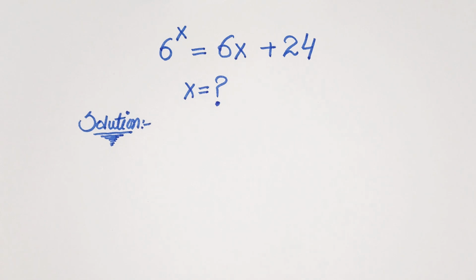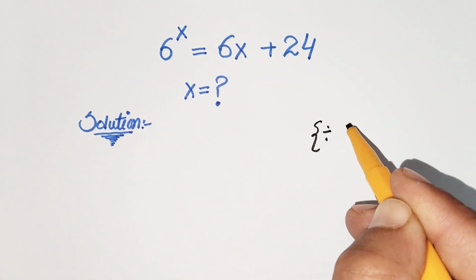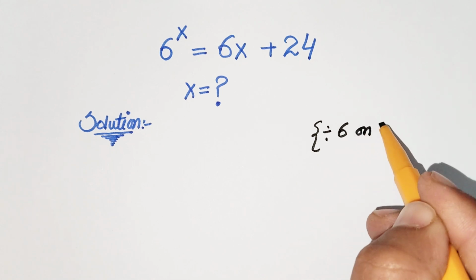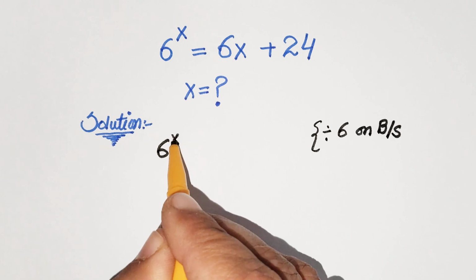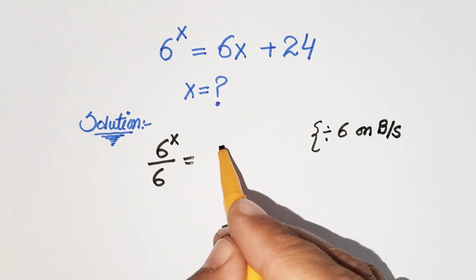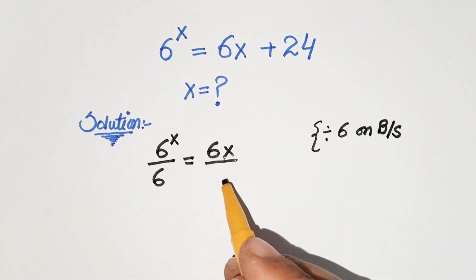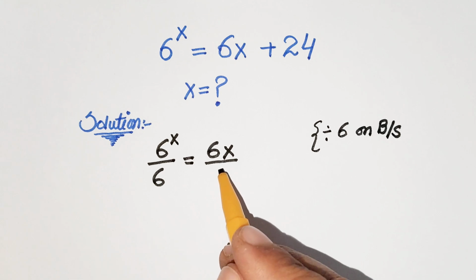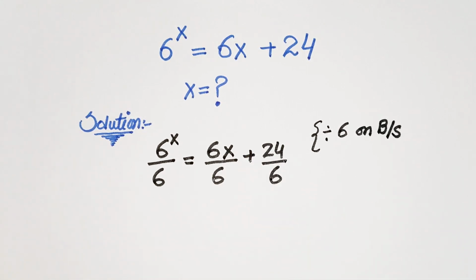So first of all, we are going to divide by 6 on both hand sides. Dividing by 6 on both sides means dividing each term, so we get 6 to the power x over 6 on our left hand side, and similarly we are going to divide each term on our right hand side by 6. So it will be 6 times x plus 24 over 6.